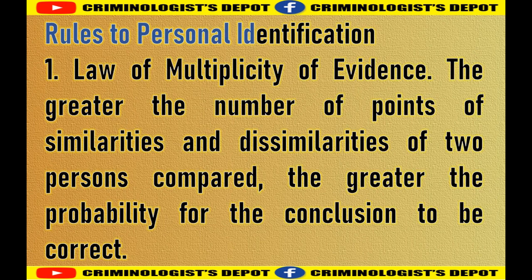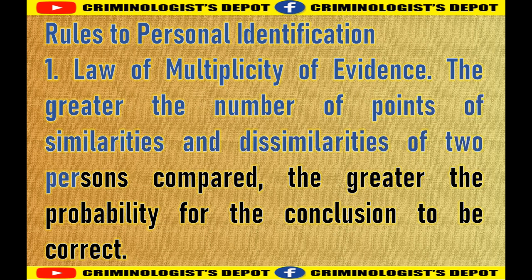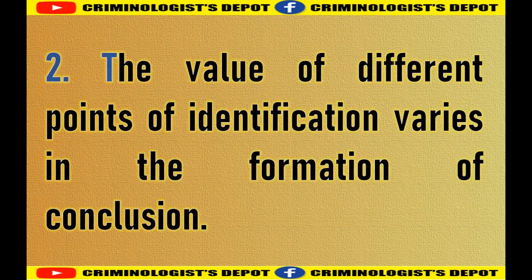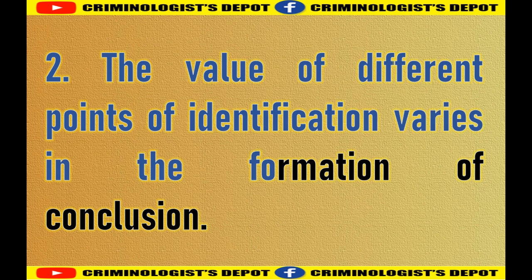Rules to personal identification. 1. Law of multiplicity of evidence. The greater the number of points of similarities and dissimilarities of two persons compared, the greater the probability for the conclusion to be correct. 2. The value of different points of identification varies in the formation of conclusion.